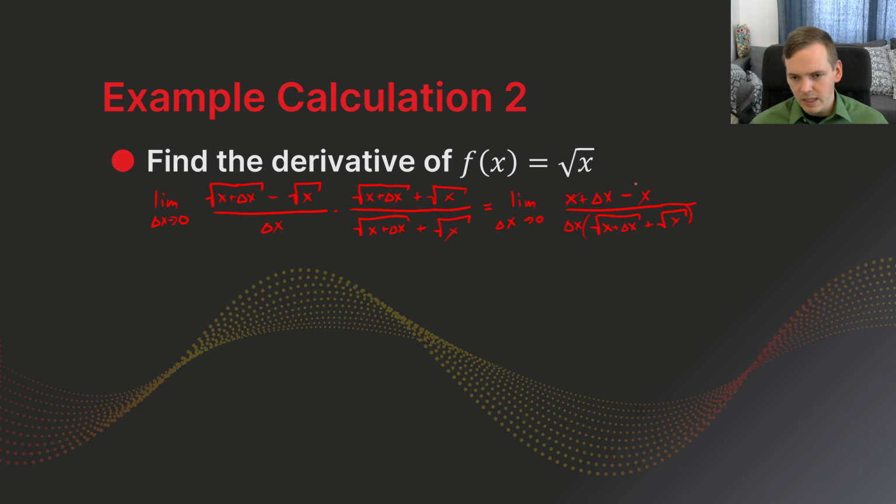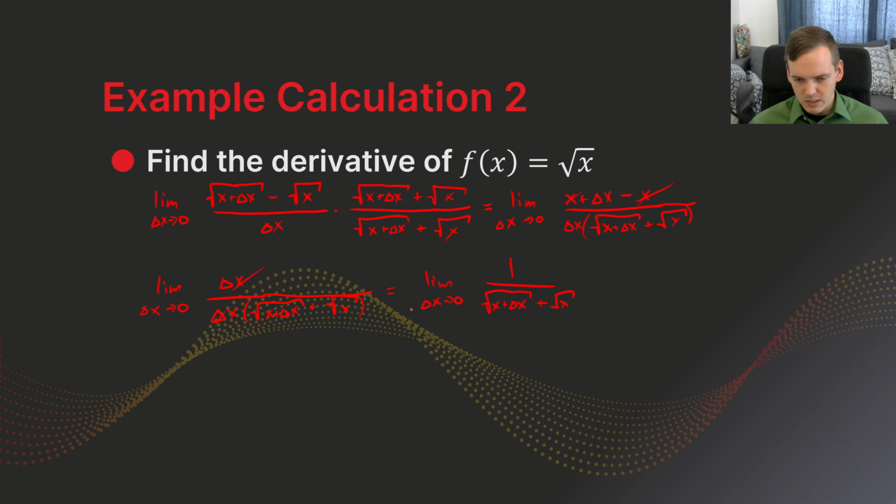Now we see nicely that the x and the negative x cancel. We get the limit as delta x approaches 0 of delta x divided by delta x times square root of x plus delta x plus square root of x. The delta x's can cancel, and we get the limit as delta x approaches 0 of 1 over square root of x plus delta x plus the square root of x.